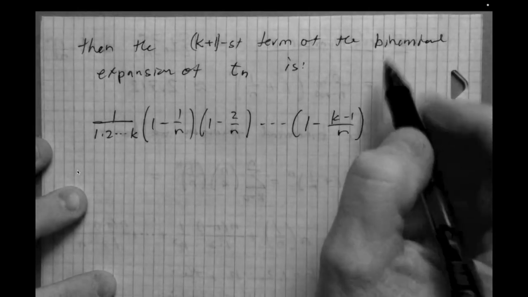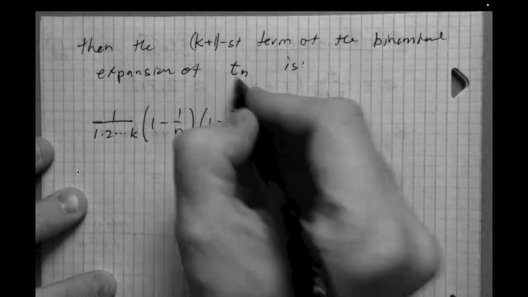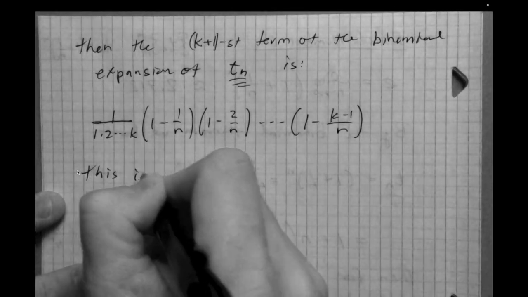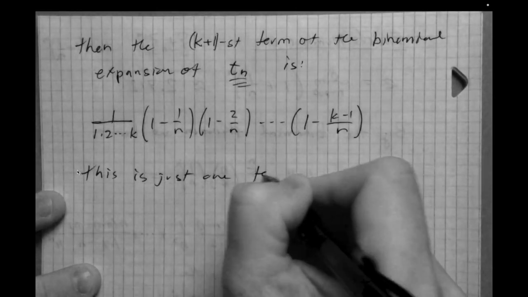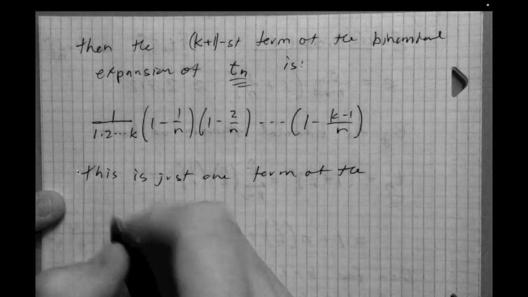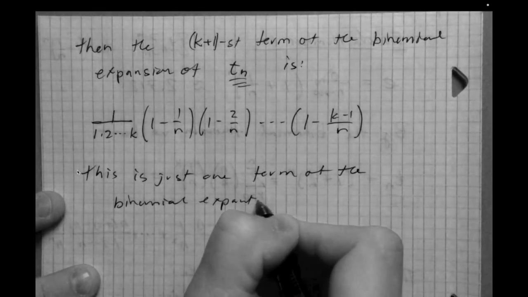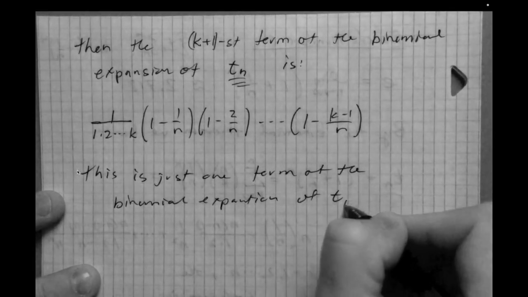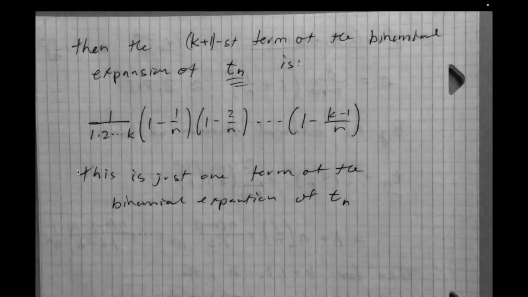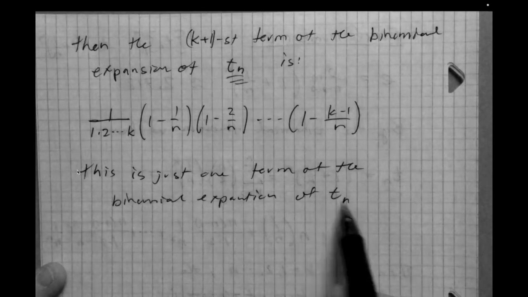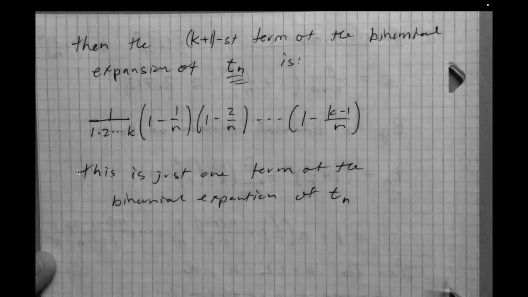Right, and so this is one of the terms of the t sub n expansion. And remember, t sub n is one of the terms in the sequence, the original sequence. So this is just one term of the binomial expansion of t sub n, right? It's just one of the terms of the binomial expansion of t sub n. So let's think about the binomial expansion of t sub n plus 1 and look at the same term.